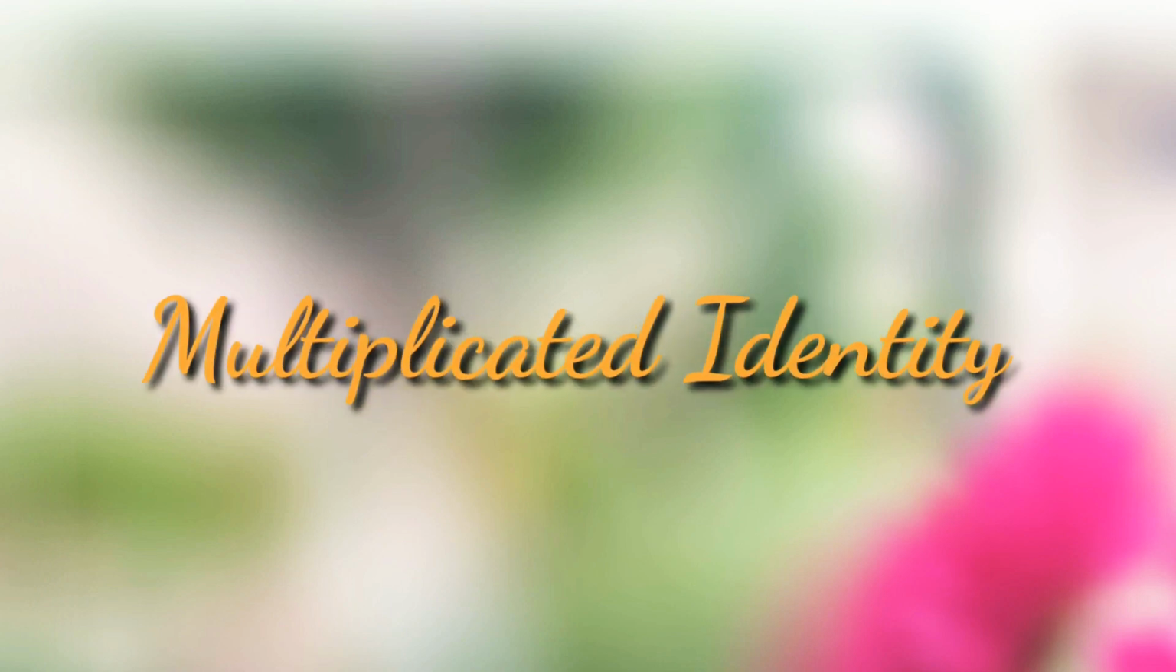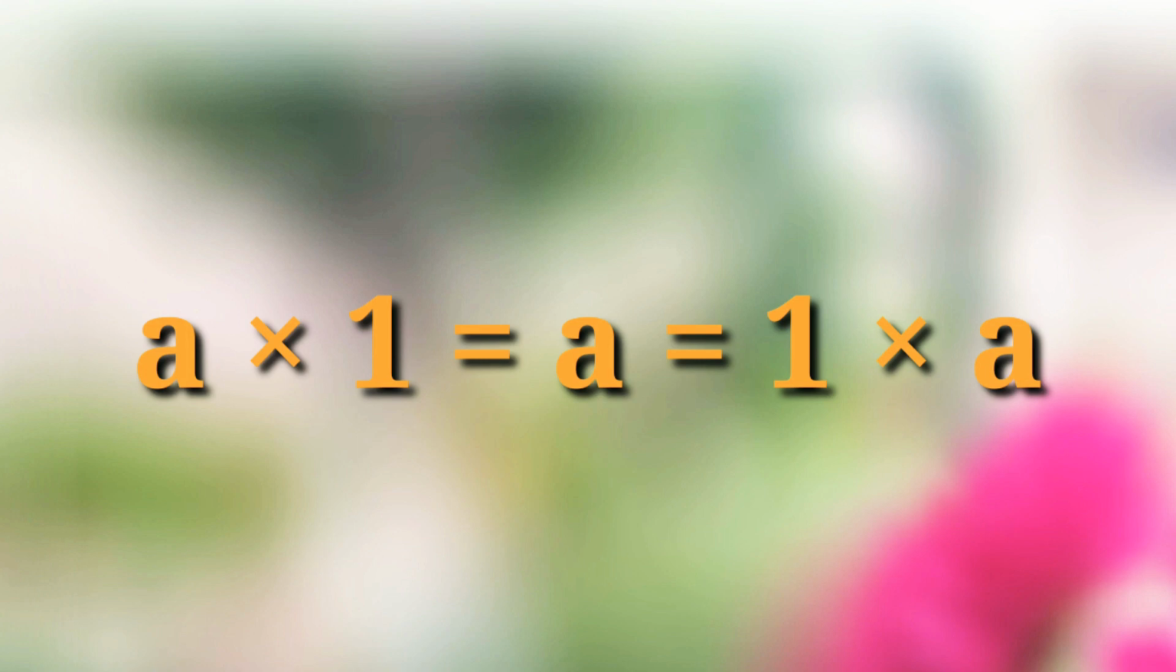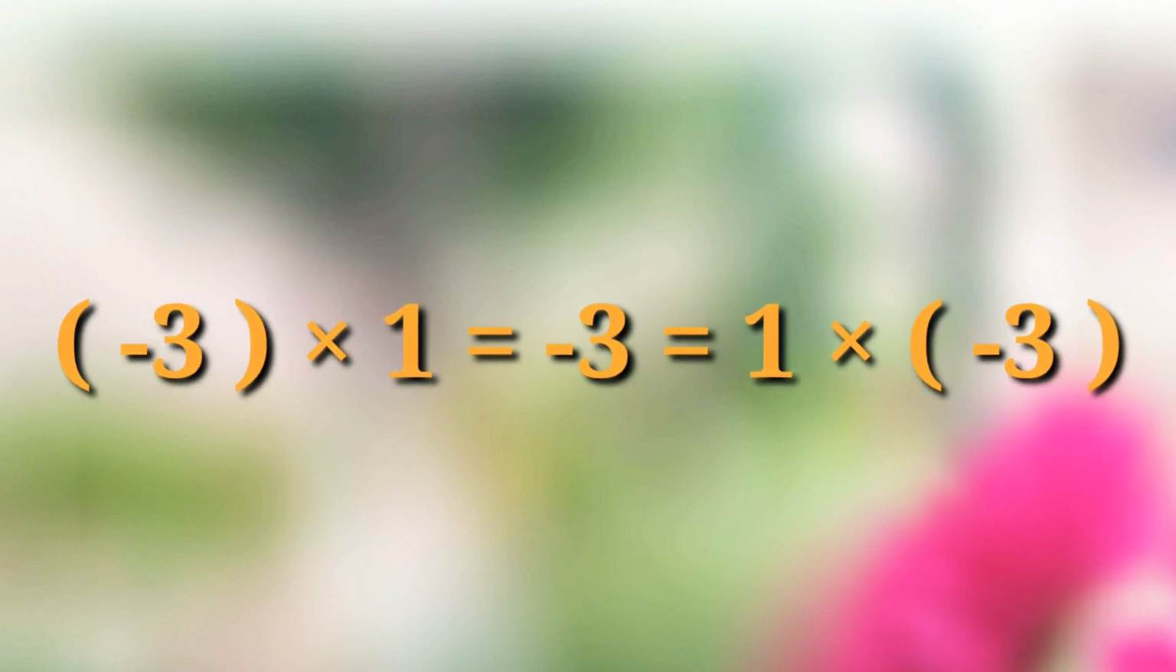So our next property, that is multiplicative identity. In multiplicative identity is 1, as if you multiply an integer with 1 or 1 with an integer, output will be an integer only. For example, minus 3 is multiplied with 1 equals to minus 3, and if 1 is multiplied with minus 3, answer will be minus 3.